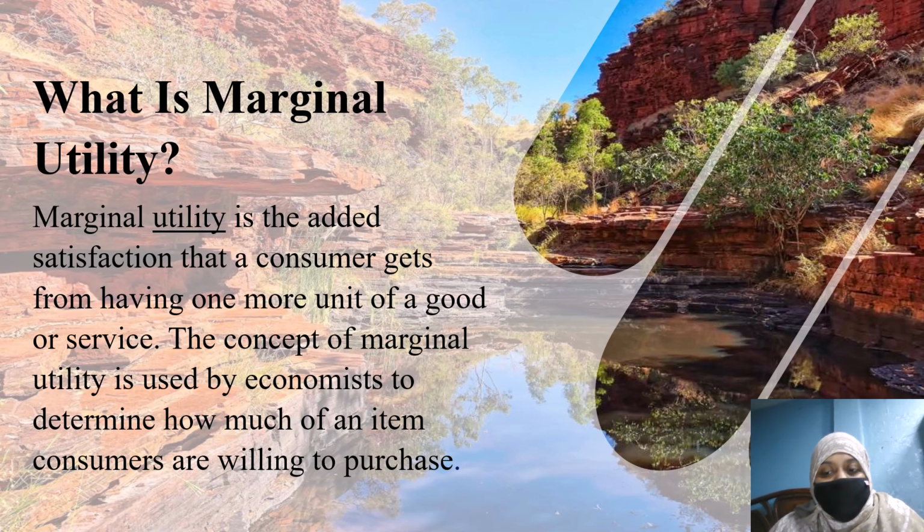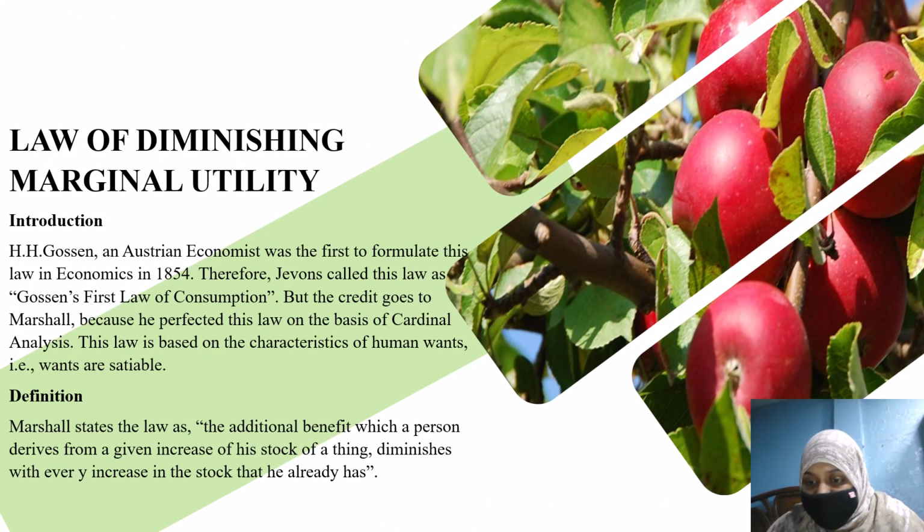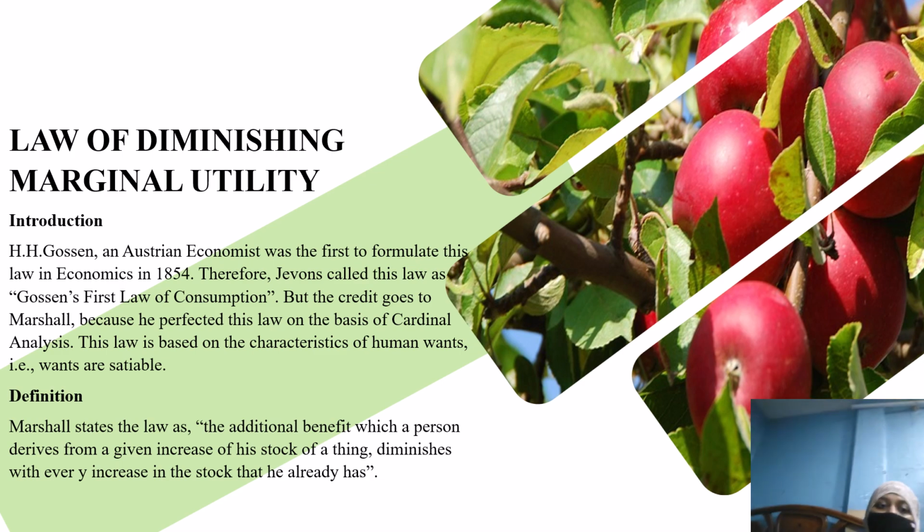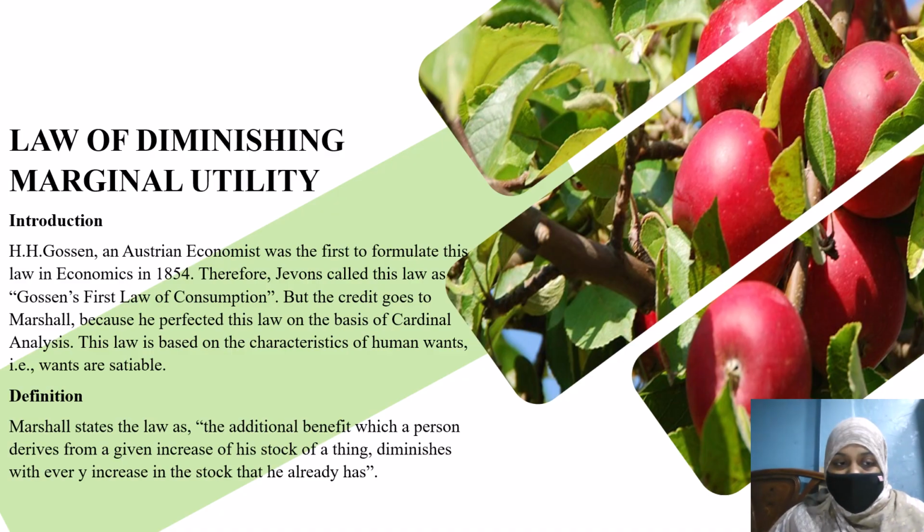Okay. So now we'll see what is law of diminishing marginal utility. We know what is marginal utility. We know what is cardinal utility. Now we are going to see the law of diminishing marginal utility. So first, H.H. Gossen was the first man who formulated this law of diminishing marginal utility. But the credit goes to Marshall. Why so? Because he is the one who gave this theory on the basis of cardinal analysis. And he also gave definitions, assumptions, and how the law works.